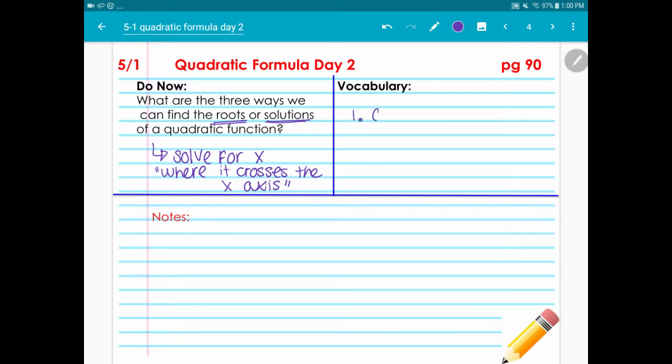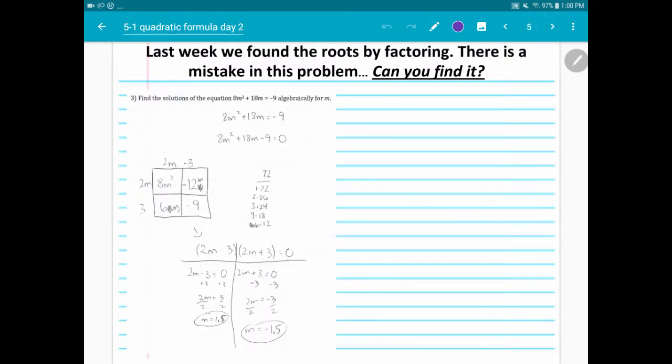So there's 3 ways we've learned so far. The first was by identifying it with our graph or our table. The second method we did was factoring. And the last method we're learning, which we started yesterday and we're finishing up today, is the quadratic formula. So those are our 3 methods. Okay, so let's recap on factoring.